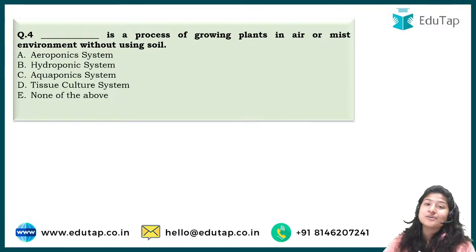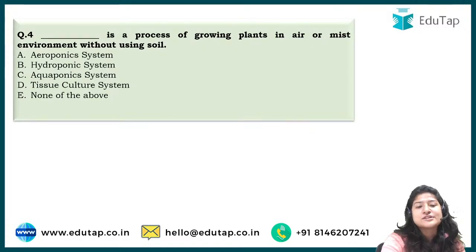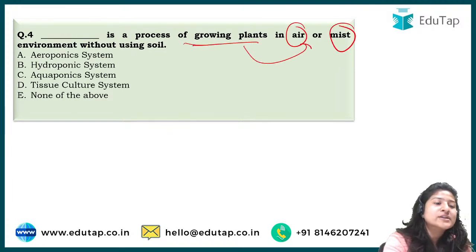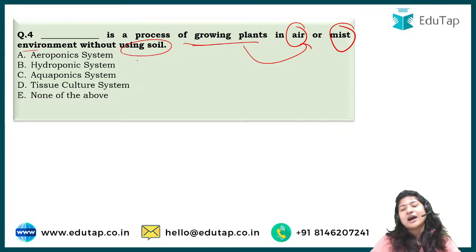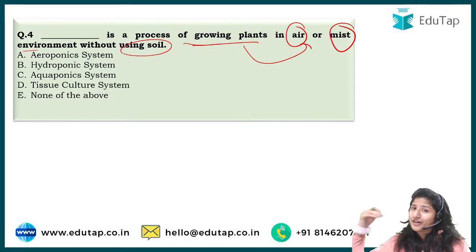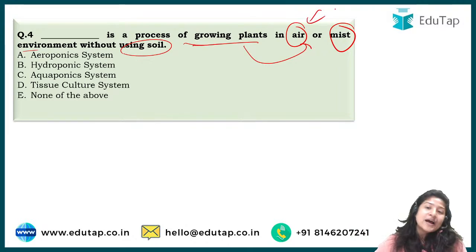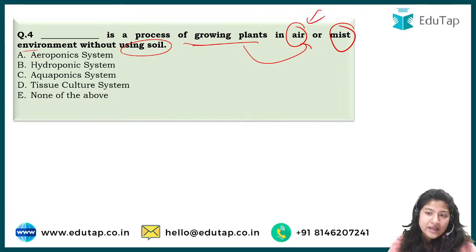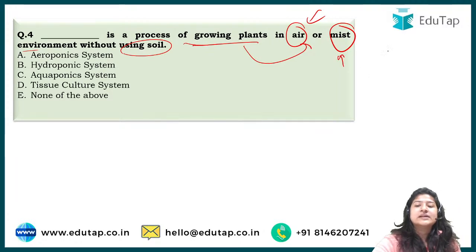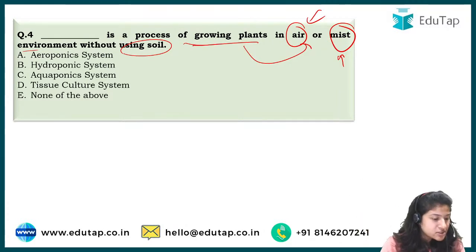Now let's come to question number 4, which says dash is a process of growing plants in air or mist environment without using soil. So our technology has come so far that we are not even using soil, and we are basically growing plants in air or mist environment. What is a mist environment? Basically, the environment where the moisture is present in the air in the form of mist.